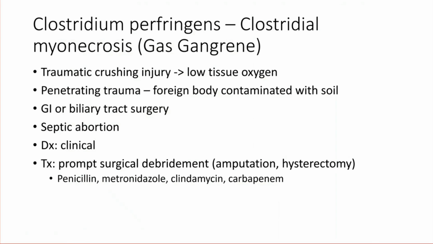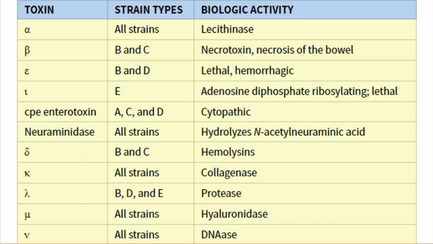Excellent. Myonecrosis, gas gangrene: think about patients who had really traumatic crushing injuries or penetrating trauma that creates that low oxygen environment for the Clostridium to thrive. Also in patients with GI or biliary tract surgery, or septic abortion, that was Clostridium sordellii. That can be in your boards. These patients should be on the OR table like yesterday, right? Along with antibiotics, amputation, hysterectomy, and debriding, getting rid of that low tissue oxygen environment. So lots of toxins.